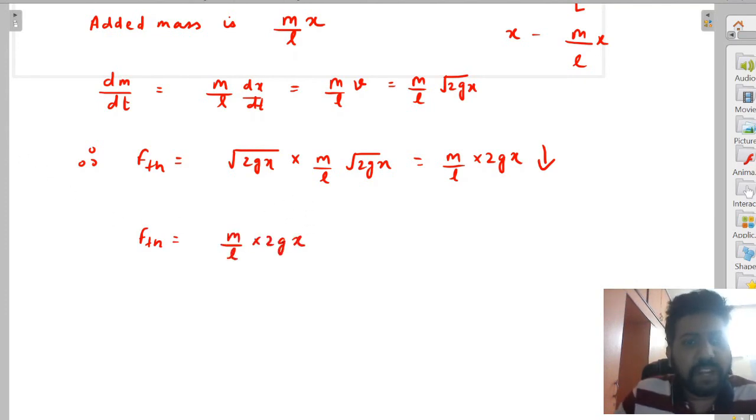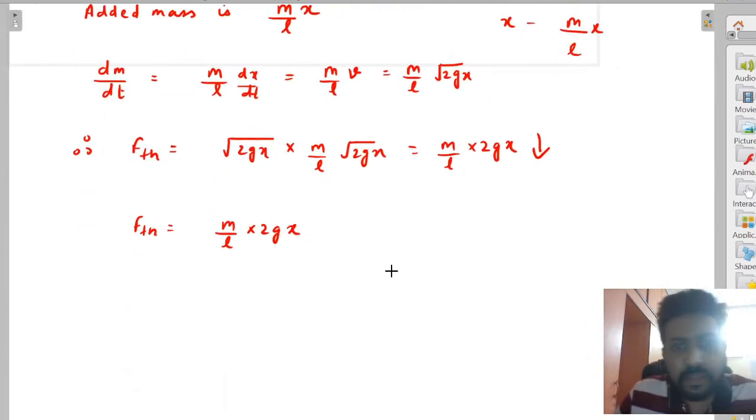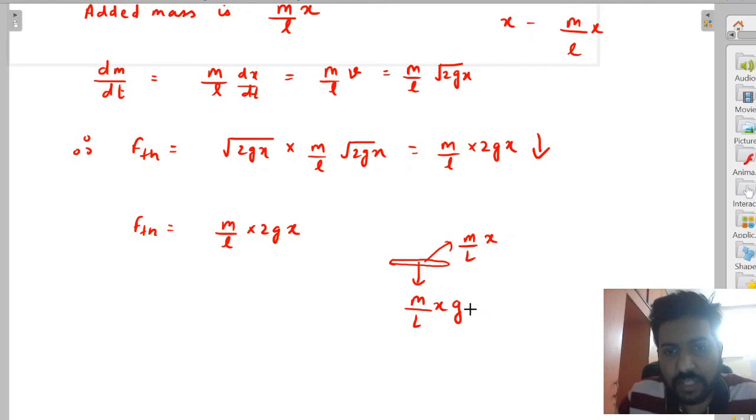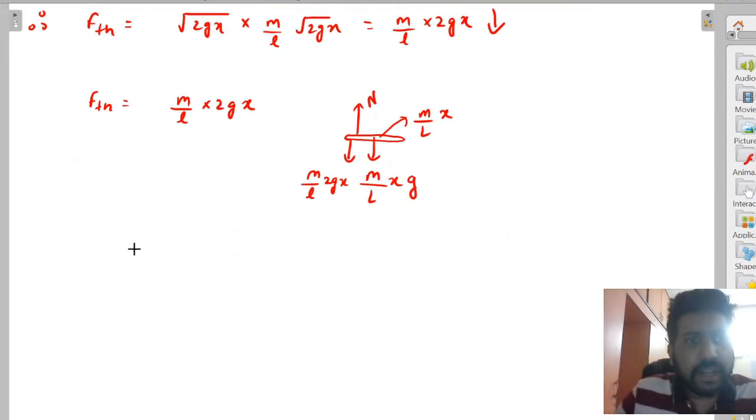Now if you draw the FBD of this system, what will you get? The mass here is m by L into x. So there will be the gravity force m by L into x into g. There will be the normal reaction, and there will be the thrust force. And what is the value of the thrust force? That will be m by L into 2gx. So the net normal reaction for any x will be equal to 3m by L gx.